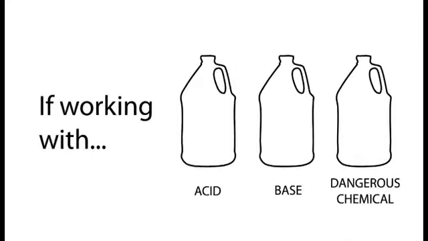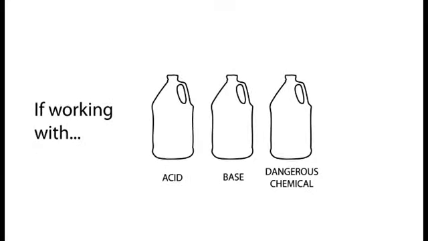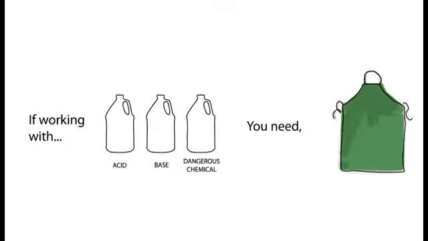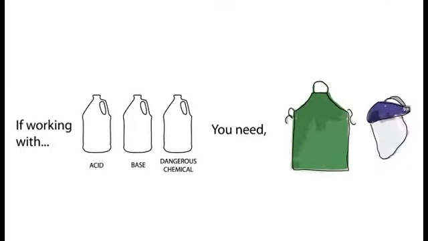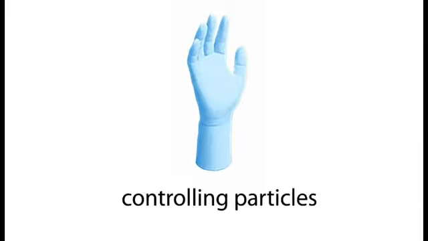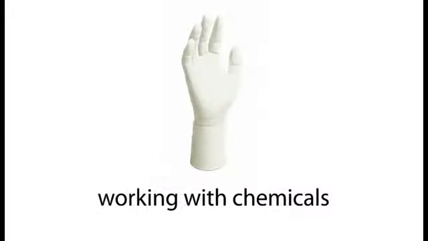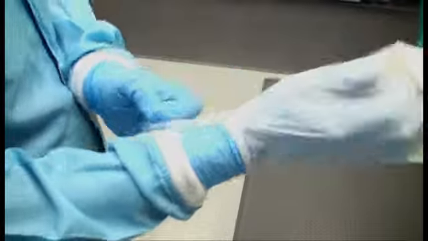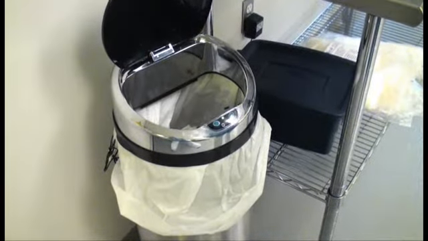When working with strong acids, bases, and other dangerous chemicals, you must wear the proper safety protection: a chemical apron over the cleanroom suit, a face shield over your safety glasses, and chemical-resistant rubber gloves. The gloves used in the cleanroom are to control particles. When working with any chemical in the fab, you must additionally wear white chemical gloves. Put them on over your blue gloves and discard them when you are done.